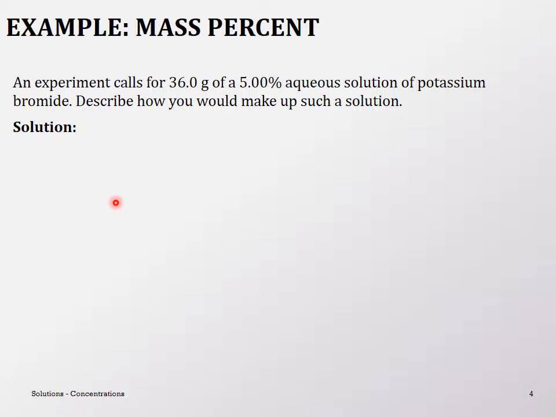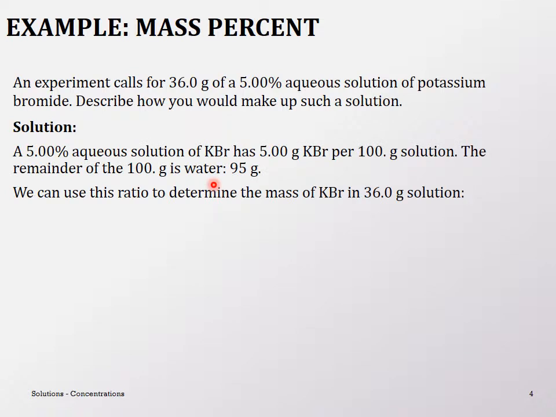An experiment calls for 36 grams of a 5% aqueous solution of potassium bromide. Describe how you would make up such a solution. So 36 grams of 5% solution that you need. How do we set this up? A 5% solution would have 5 grams of KBr, potassium bromide, in 100 grams of solution. That's what a 5% solution means, which means that the remainder of the 100 grams is water, so you have 95 grams of water and 5 grams of KBr.